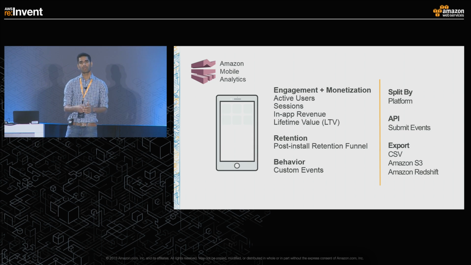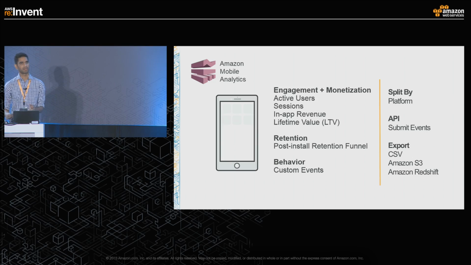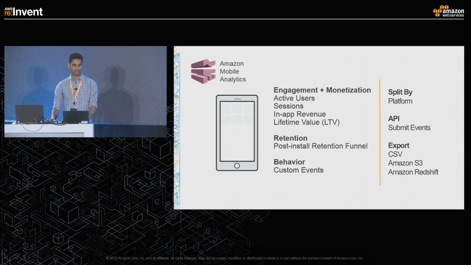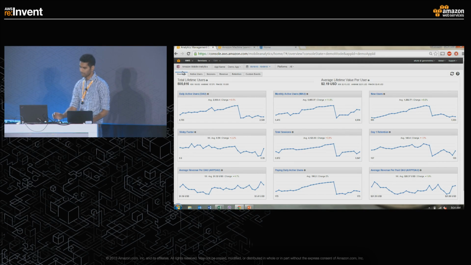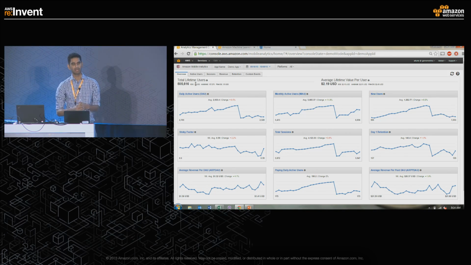So why don't we just take a quick demo of what this product looks like, and once you've integrated Amazon Mobile Analytics, what could you do with this product? Let me just quickly change screens and go to the demo. So here we are currently logged into the Amazon Mobile Analytics console. I've connected this console to the demo sample music app we have been just talking about. It's a fictitious data set that we've created for this demo.